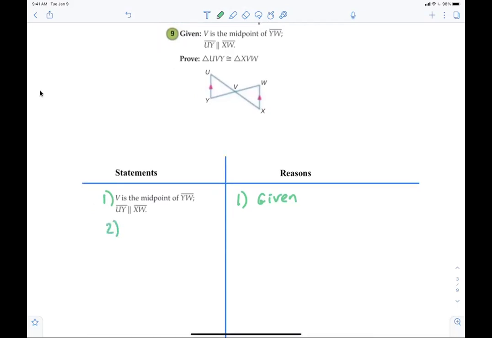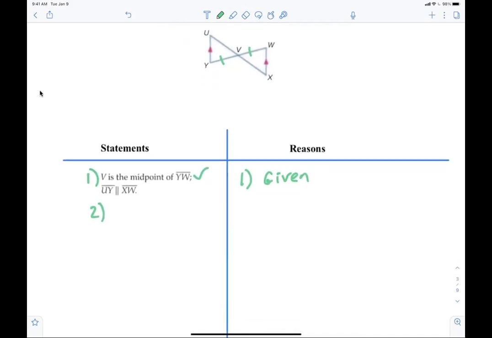YV is congruent to VW. Why is that? Yay, definition of midpoint. She read the first statement. V is the midpoint. Midpoint is like bisect. All right, so I want everybody to write down YV is congruent to VW, and that is definition of midpoint. Thank you very much.